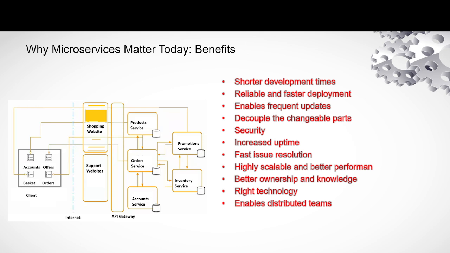Shorter deployment times and reliable, faster deployments also enable frequent updates. As we already briefly mentioned, frequent updates can give you a competitive edge in the marketplace. The microservice architecture also allows us to decouple changeable parts. For example, if we know a UI for our system, a user interface, changes quite often, and it uses the microservice architecture, the UI is most likely decoupled from all the services in the background, and therefore you can change it independently from all the services.